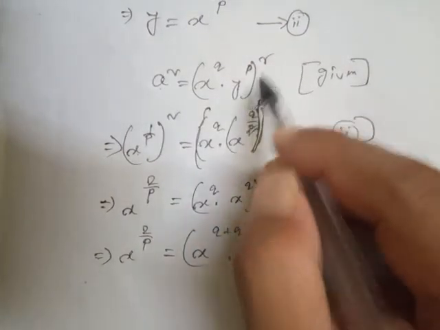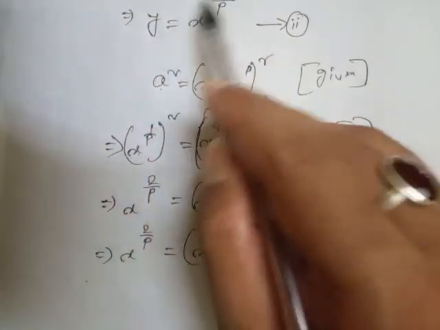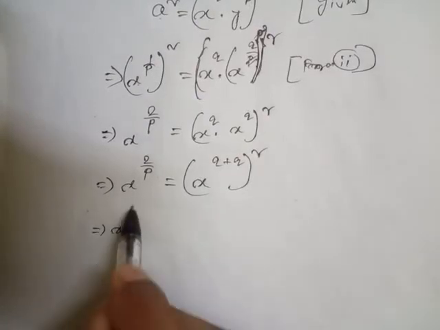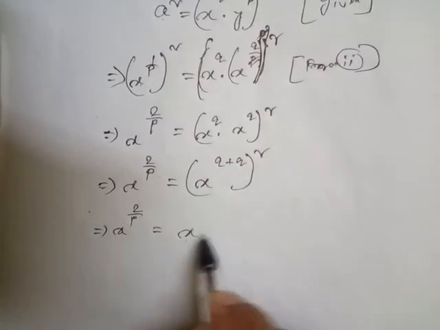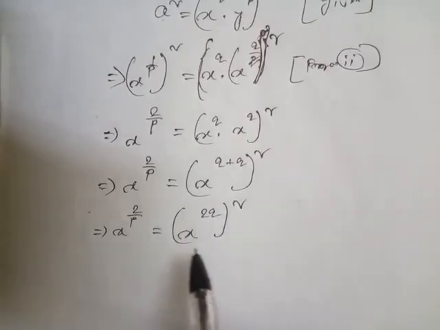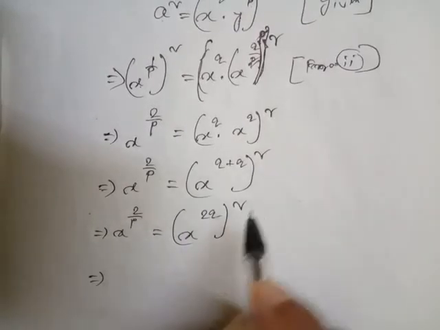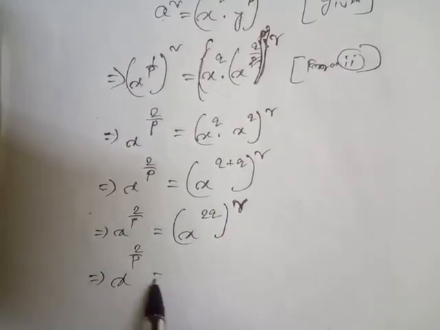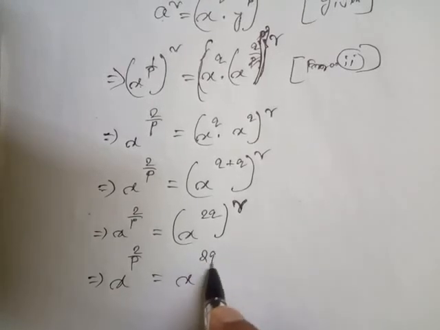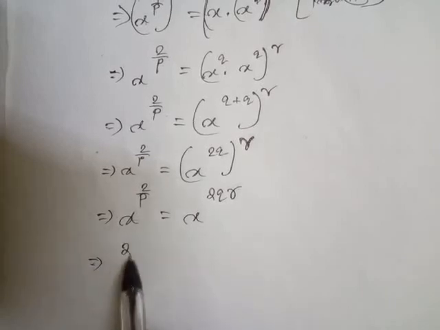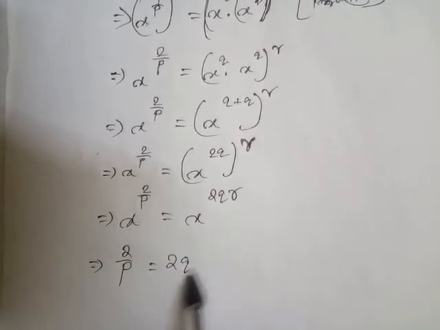Don't confuse, students, the y to the power p, so value of y if we put here, then power p and p cancel. Now look, after that here, then the last portion would be x to the power 2 by p equal to x to the power 2q whole to the power r. Now go for the multiplication here, then this is r, so x to the power 2 by p equal to x to the power 2qr. Now after that, if base same powers are equal, so 2 by p equal to 2qr.